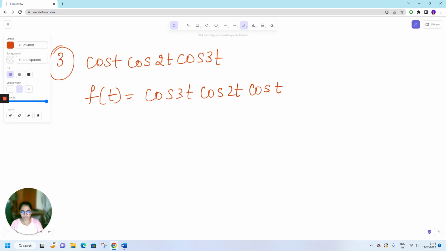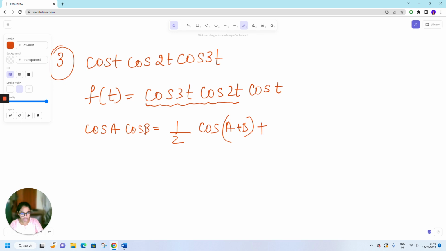Now, I have three functions. I know what is cos A cos B, but I don't know what is cos A cos B into cos C, right? So first I'll apply the cos A cos B formula to this. What is cos A into cos B? Cos A cos B is equal to half of cos A plus B plus cos A minus B. Okay, so this is the formula.